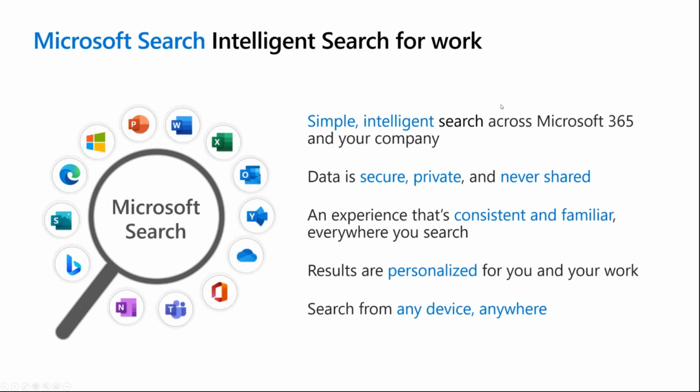So I'll just start briefly with Microsoft Search. Intelligent search for work. We are all used to the experience of searching inside of office.com, SharePoint, Bing at work. And so it's a simple intelligent search across Microsoft 365. Your data is secure, private, and never shared. It's an experience that's consistent and familiar, and results are personalized for you and your work.